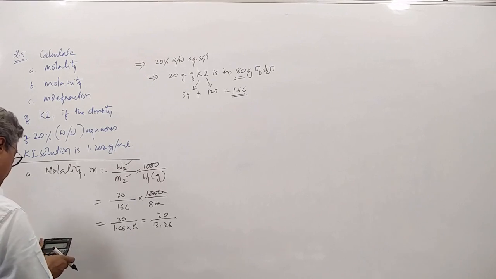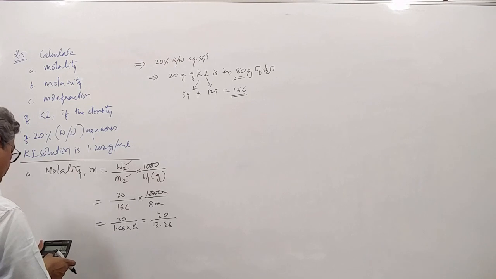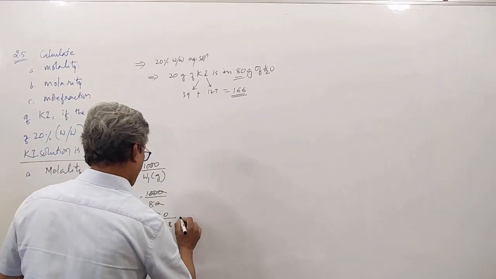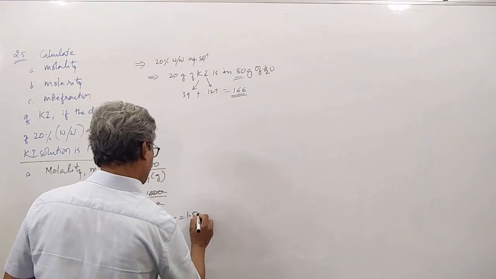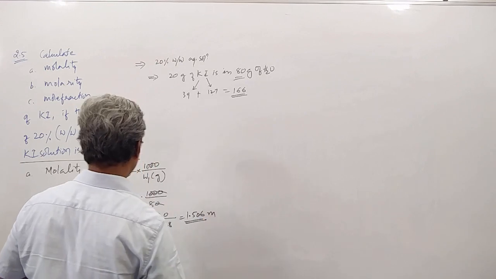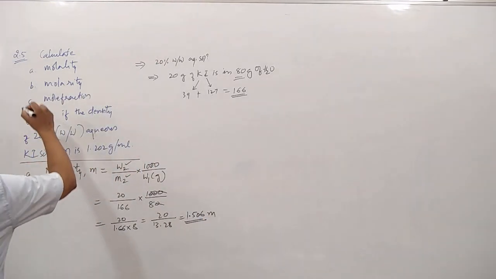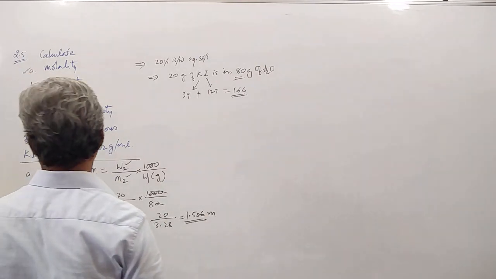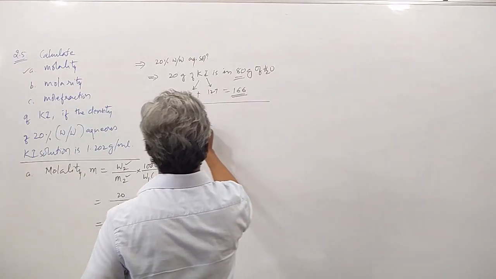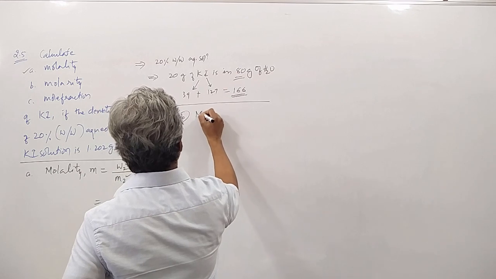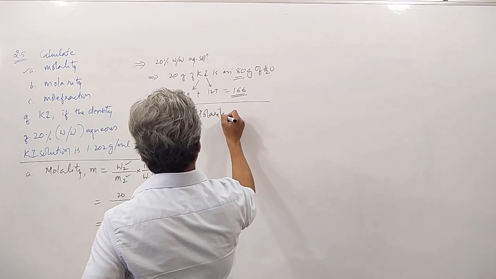20 divided by 13.28, which is 1.506 molar. So its molality is 1.506. Okay, this is done. Now let's go for the second one, B, which is molarity.